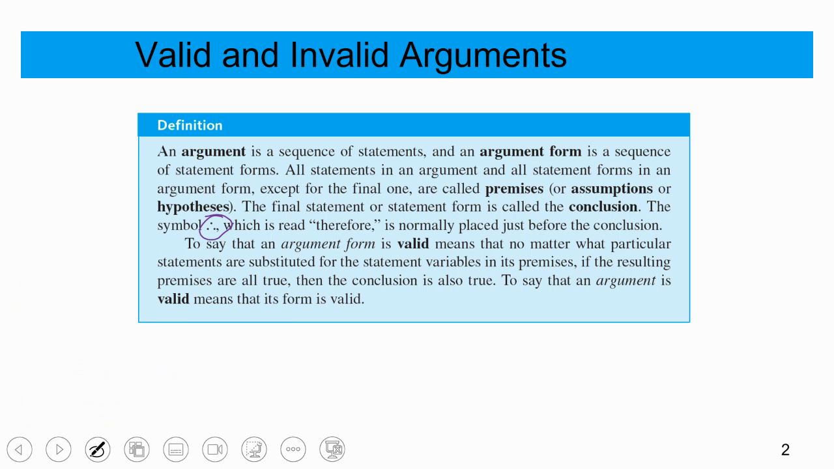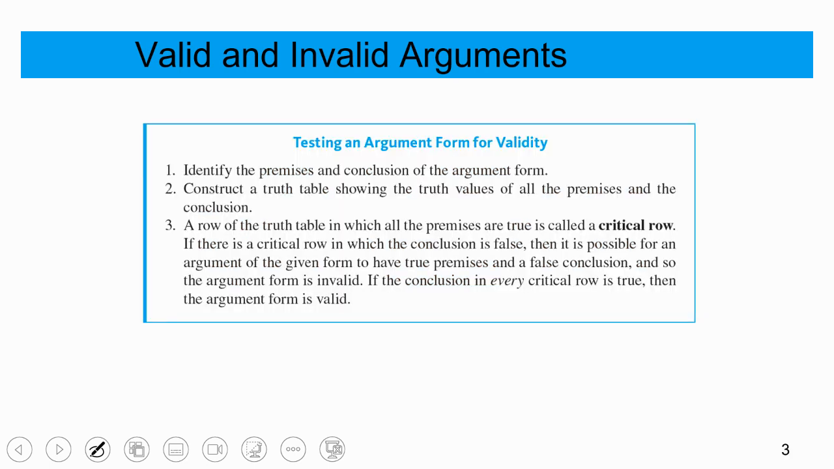To say that an argument form is valid means that no matter what particular statements are substituted for the statement variables in its premises, if the resulting premises are all true, then the conclusion can be drawn. To say that an argument is valid means that its form is valid, without regard to what the particular statements are, simply that the form of the argument is a valid form.